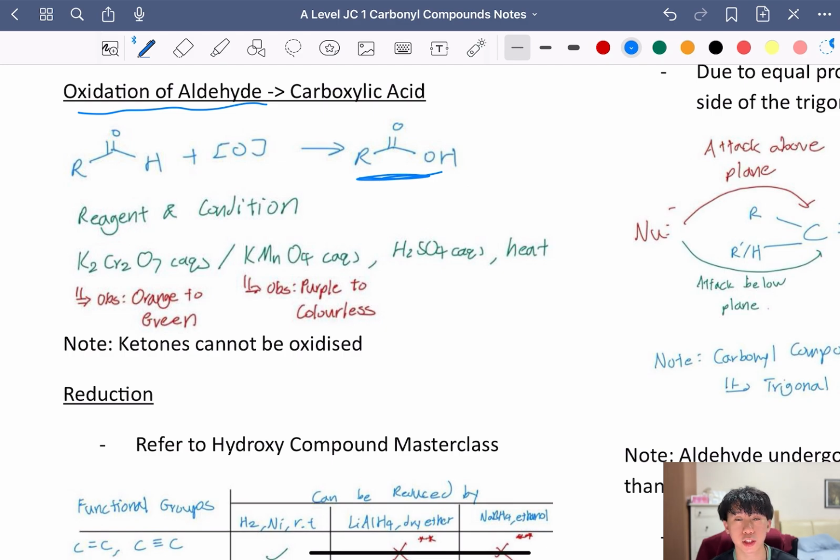Now the reagents and conditions are very similar to your typical oxidizing reactions, where you use either potassium dichromate(VI) or you use potassium manganate(VII) in acidic or alkali conditions, depending on which is preferred. Generally, it's preferred to have acidic conditions, and you must heat. If you use dichromate(VI), it will turn from orange to green. And if you use manganate(VII), it will turn from purple to colorless. Take note that ketones cannot be oxidized.